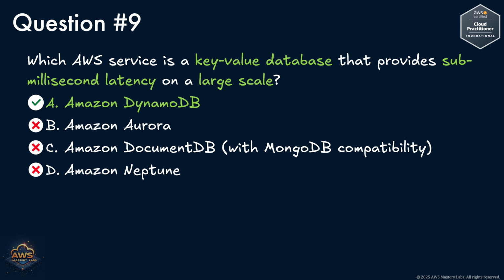Option A, Amazon DynamoDB. This is the correct answer. DynamoDB is AWS's fully managed NoSQL key-value and document database, designed for single-digit millisecond and sub-millisecond latency at scale. It supports massive workloads with built-in horizontal scaling, automatic replication, and millions of requests per second. With features like DynamoDB Accelerator for in-memory caching and on-demand capacity, it serves use cases like gaming, e-commerce carts, IoT, and more. Option A is correct, because DynamoDB is purpose-built for high-throughput, low-latency key-value access at global scale.